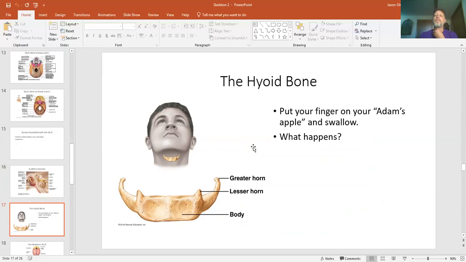The hyoid right there, it's your Adam's apple, and everybody has an Adam's apple. Swallow, you feel that thing moving up and down because it helps us swallow. It helps us talk. It helps us keep our airway open when we're sleeping. This is the only bone that does not touch another bone. Every other bone in the body touches at least one other bone. This is the only one that does not.